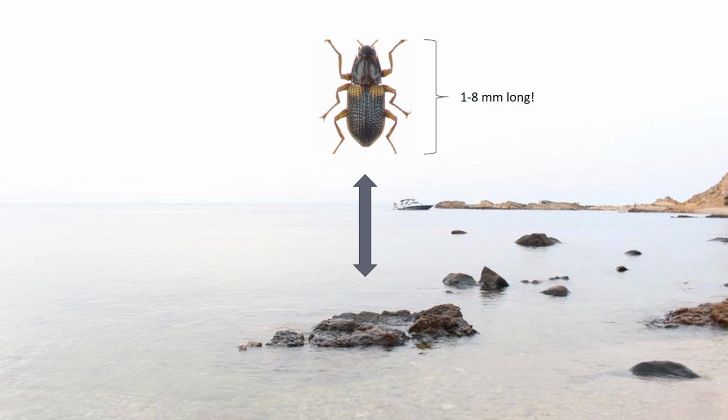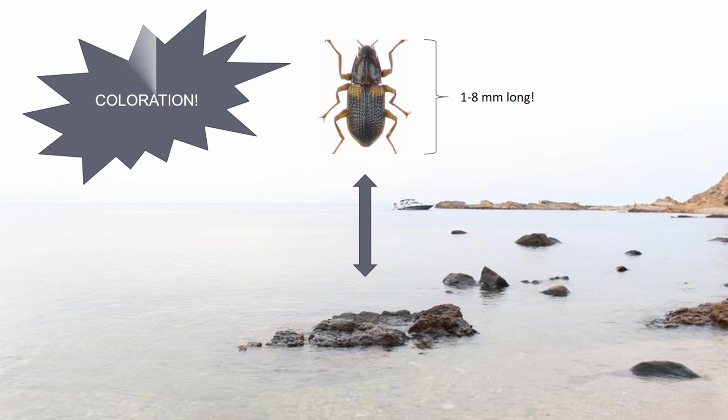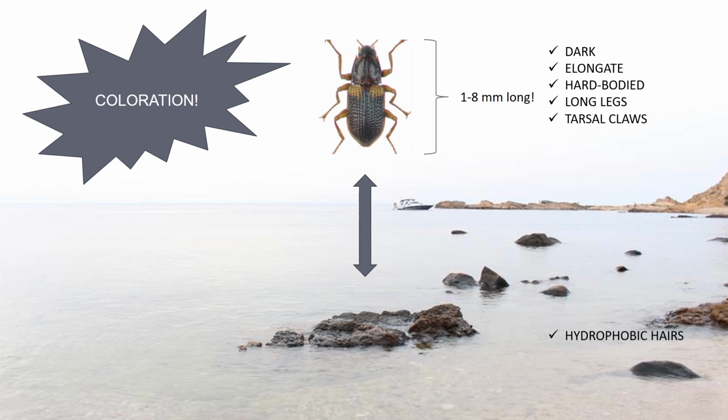Adult riffle beetles are small, 1 to 8 millimeters long, dark, elongate, hard-bodied beetles, with relatively long legs and tarsal claws. The ventral surface of the body of adult riffle beetles is covered with an extremely dense layer of tiny hydrophobic hairs. This traps a layer of air, called a plastron, on the surface of the body, and the beetles use this for gas exchange.